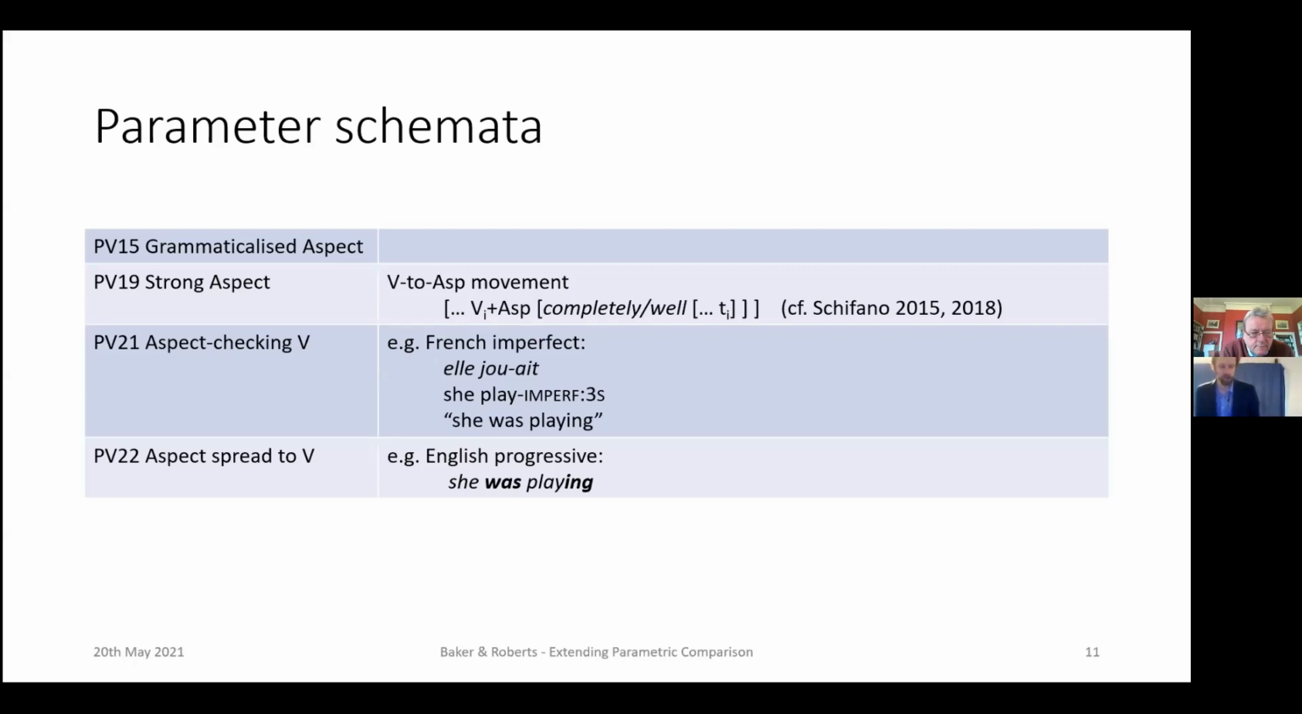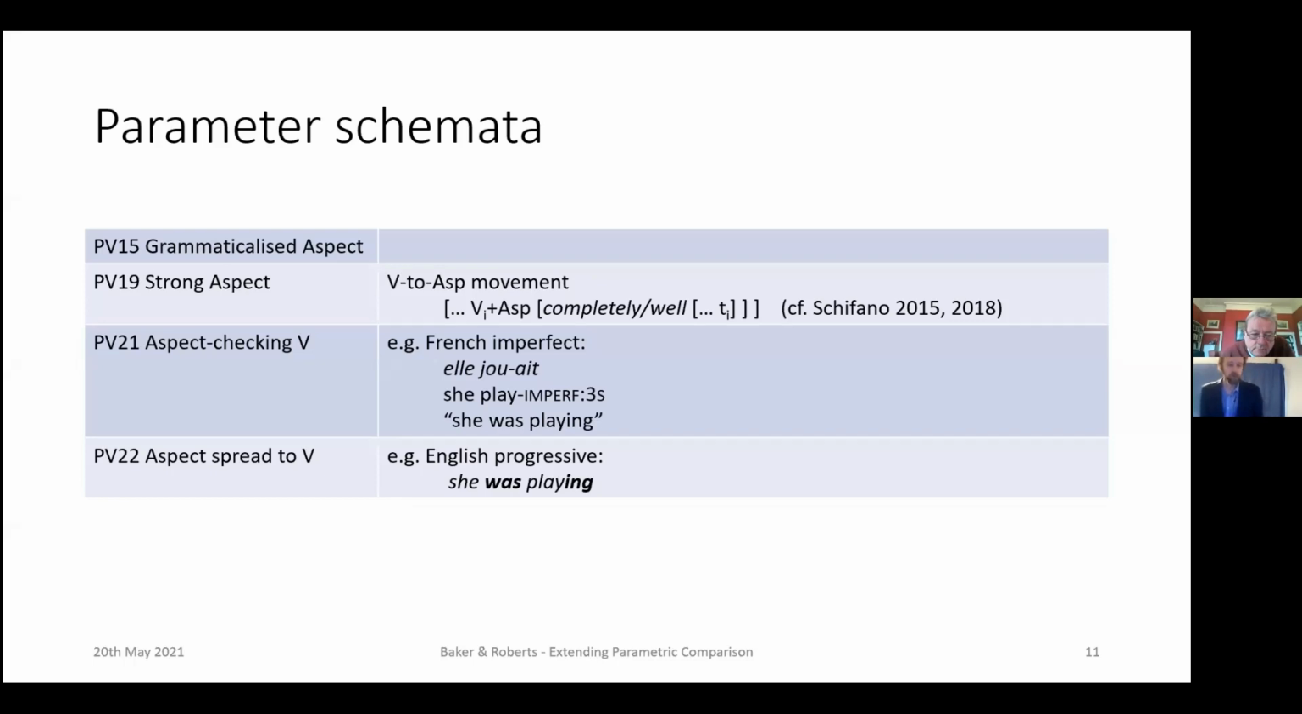So a set of examples here concerning aspect. So obviously the basic one is aspect in a language or not? Is aspect grammaticalized? If that is the case, then that opens up various other possibilities. So the possibility of strong aspect, which is instantiated where we see movement of the verb to the aspect head position. A diagnostic for that in verb initial languages, VO languages, is that the verb precedes adverbs like completely or well.